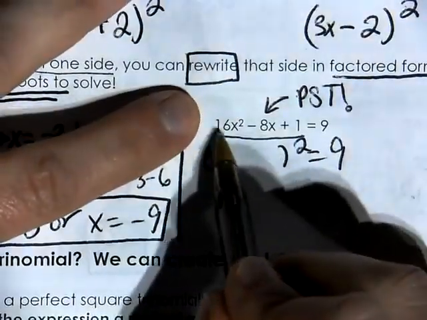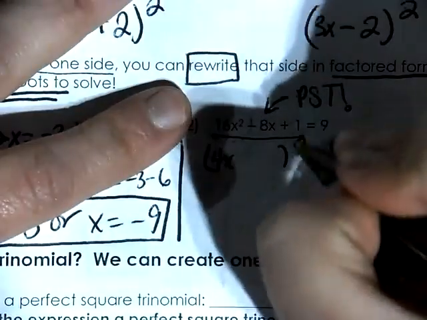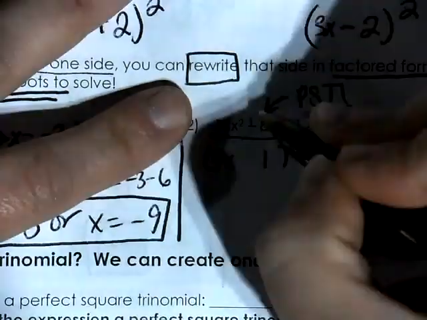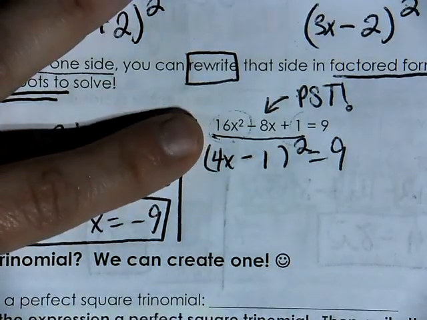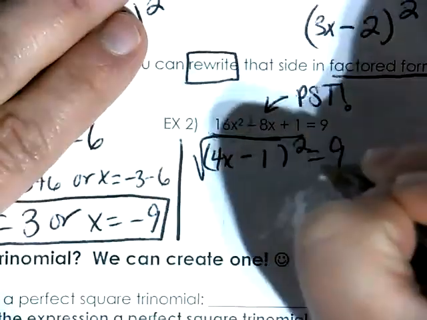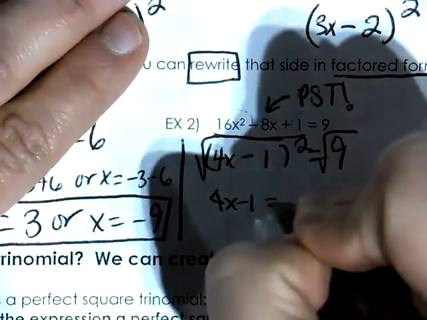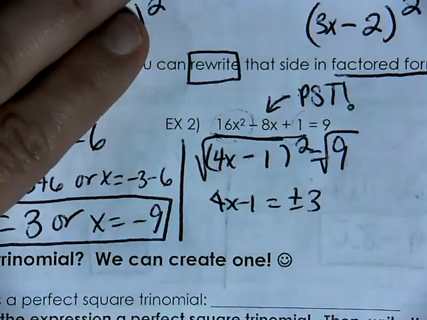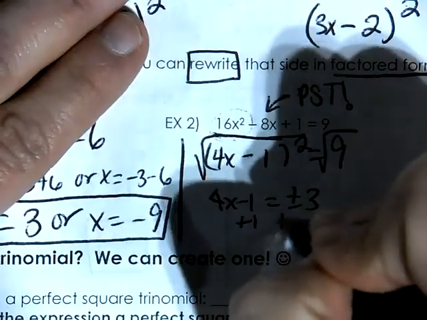Now I'm going to take the square root of 16x squared, that's 4x, the square root of 1 is 1, and the sign of b is minus. So 4x minus 1. We're now going to take the square root of both sides, and when we do that, we end up with 4x minus 1 equals plus or minus 3. I need to get x alone, so I'm going to add 1 to both sides.